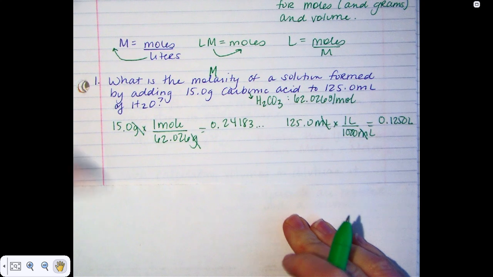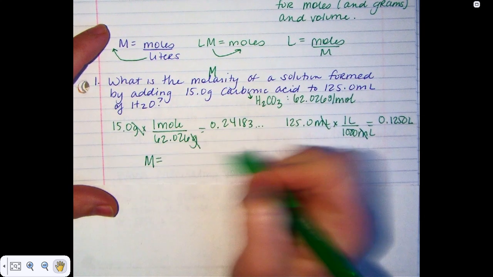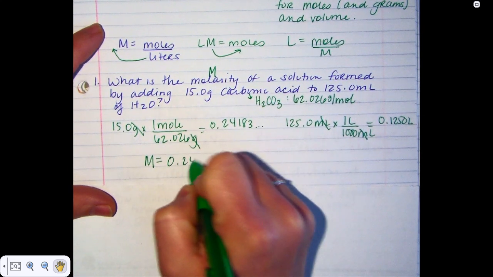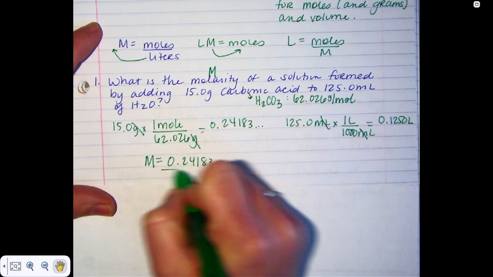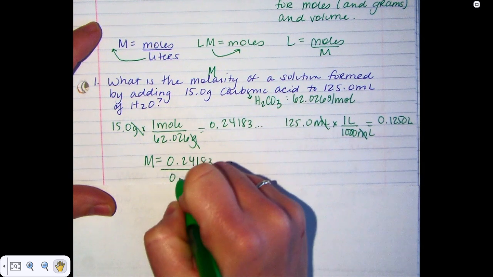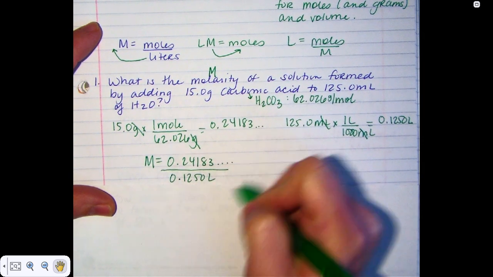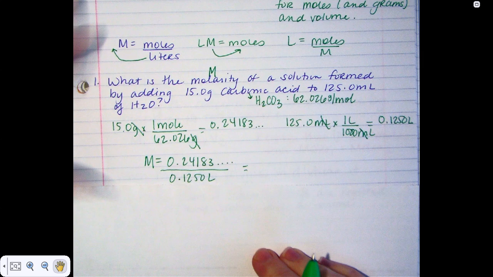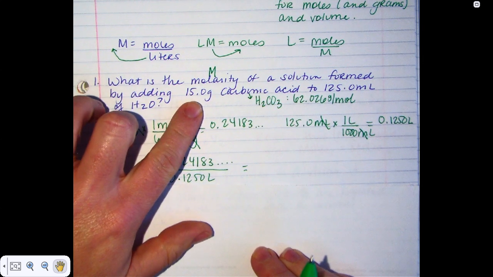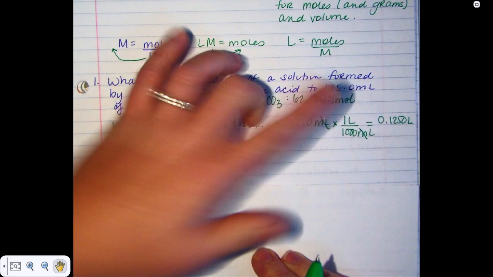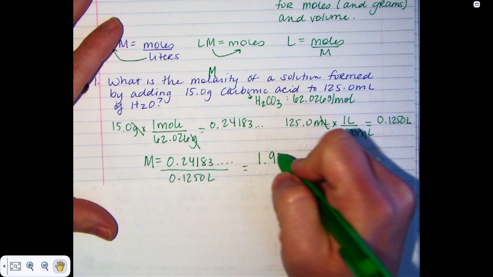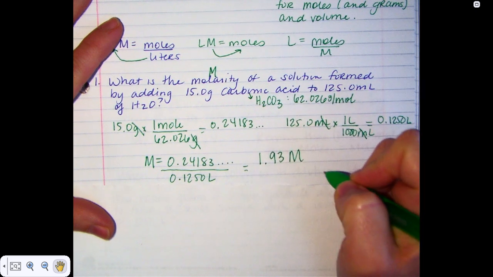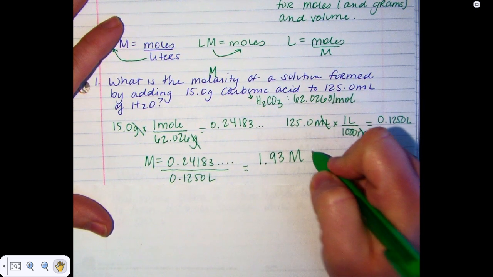All right. And now I have my two appropriate parts. Molarity is equal to moles, 0.24183. Remember, I'm using the whole number in my calculator, divided by the liters, 0.1250 liters, and that'll give me my molarity. I look back at my original values to check my sig figs. I had 3 here and 4 there, so I'm going to have 3, and this is going to come out to be 1.93 molar, and then my substance is the carbonic acid, H2CO3 (aq).